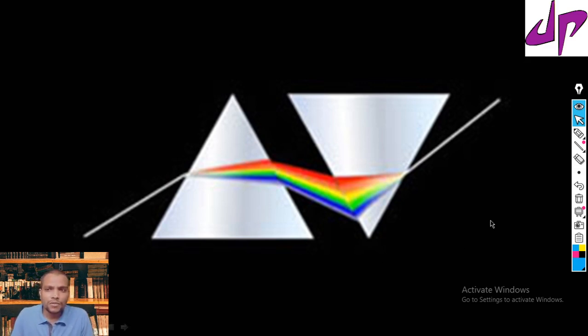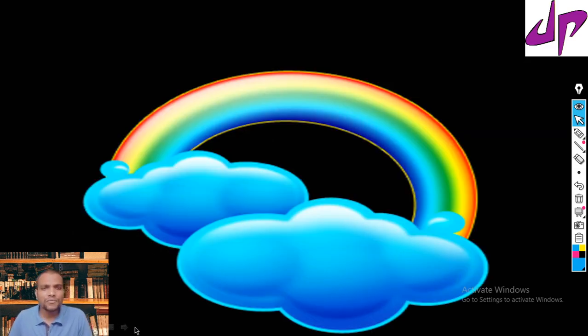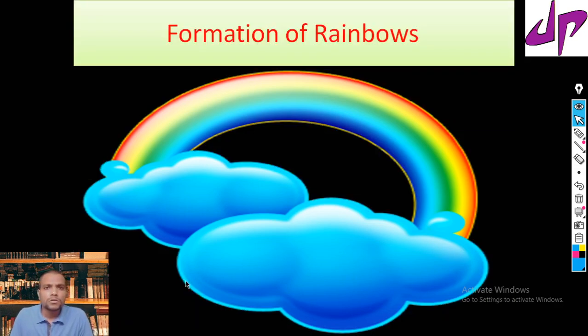This is one of the optical phenomena, and we might observe the same type of colors in the rainbow. So how does the rainbow form? How do these colors form? That we will learn in the concept of the formation of rainbows.